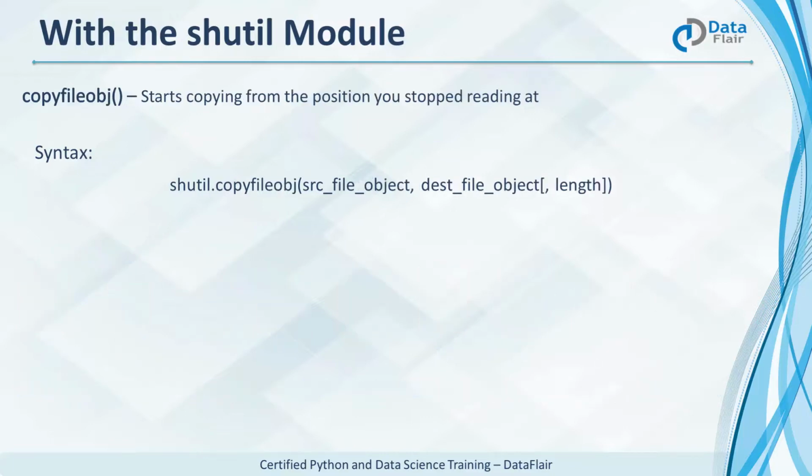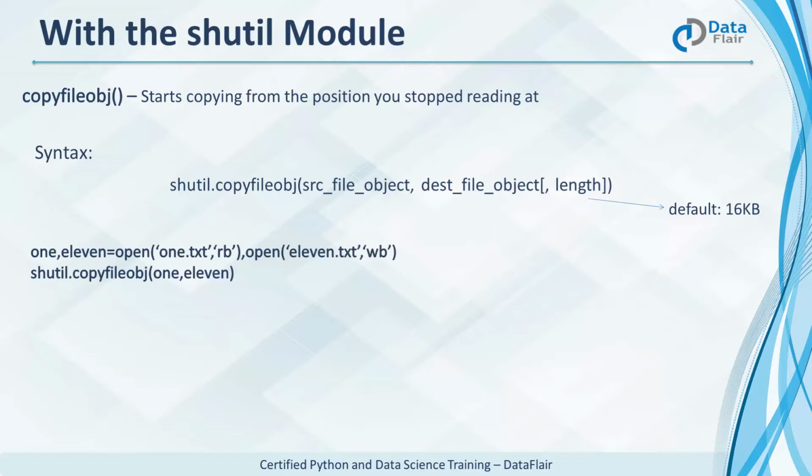And finally, copyfileobj. This remembers where you stopped reading and starts copying from that position. Let's open the two files in read binary and write binary modes. 11.txt will be the new file, the copy. And this successfully copies it.